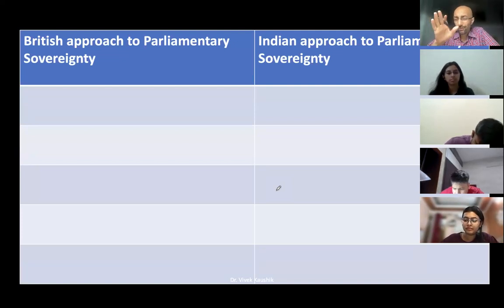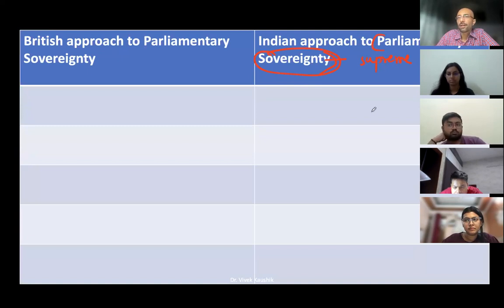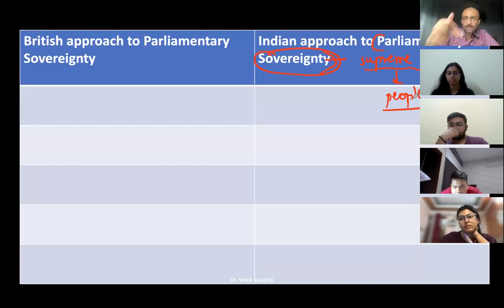See, first of all, technically speaking, this question does not make sense. This question in itself is wrong because the Indian political system is not based on the concept of parliamentary sovereignty. The word sovereignty means supreme power. So in a democracy, the supreme power is said to be vested in the people. And people express this power via their constitution.